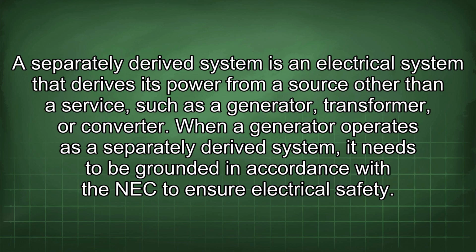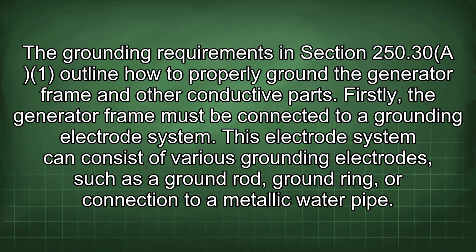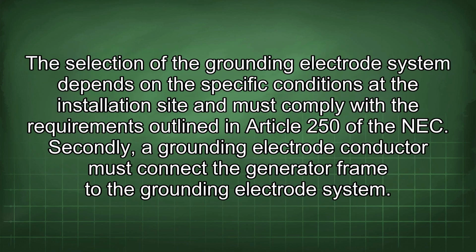When a generator operates as a separately derived system, it needs to be grounded in accordance with the NEC to ensure electrical safety. The grounding requirements in Section 250.30 outline how to properly ground the generator frame and other conductive parts. Firstly, the generator frame must be connected to a grounding electrode system. This electrode system can consist of various grounding electrodes, such as a ground rod, ground ring, or connection to a metallic water pipe. The selection of the grounding electrode system depends on the specific conditions at the installation site and must comply with the requirements outlined in Article 250 of the NEC.